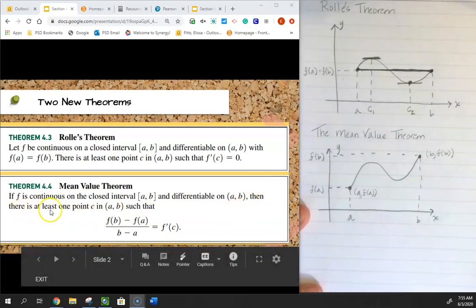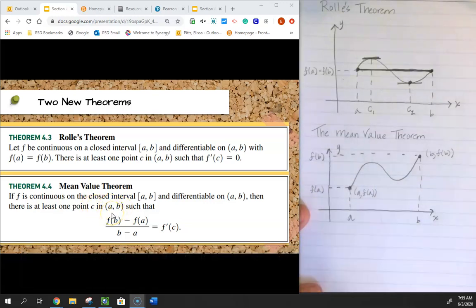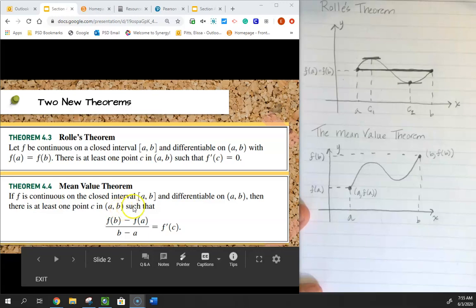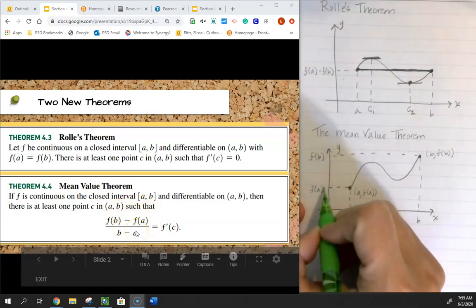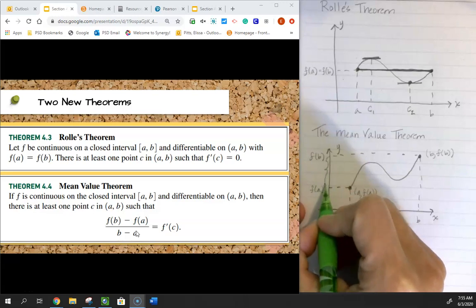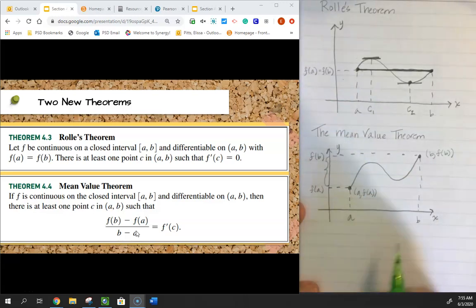So this says there's at least one point c in the interval a, b. So again, we're looking at an x value in that interval, such that f of b minus f of a, that distance, over b minus a, that distance, is equal to f prime of c.